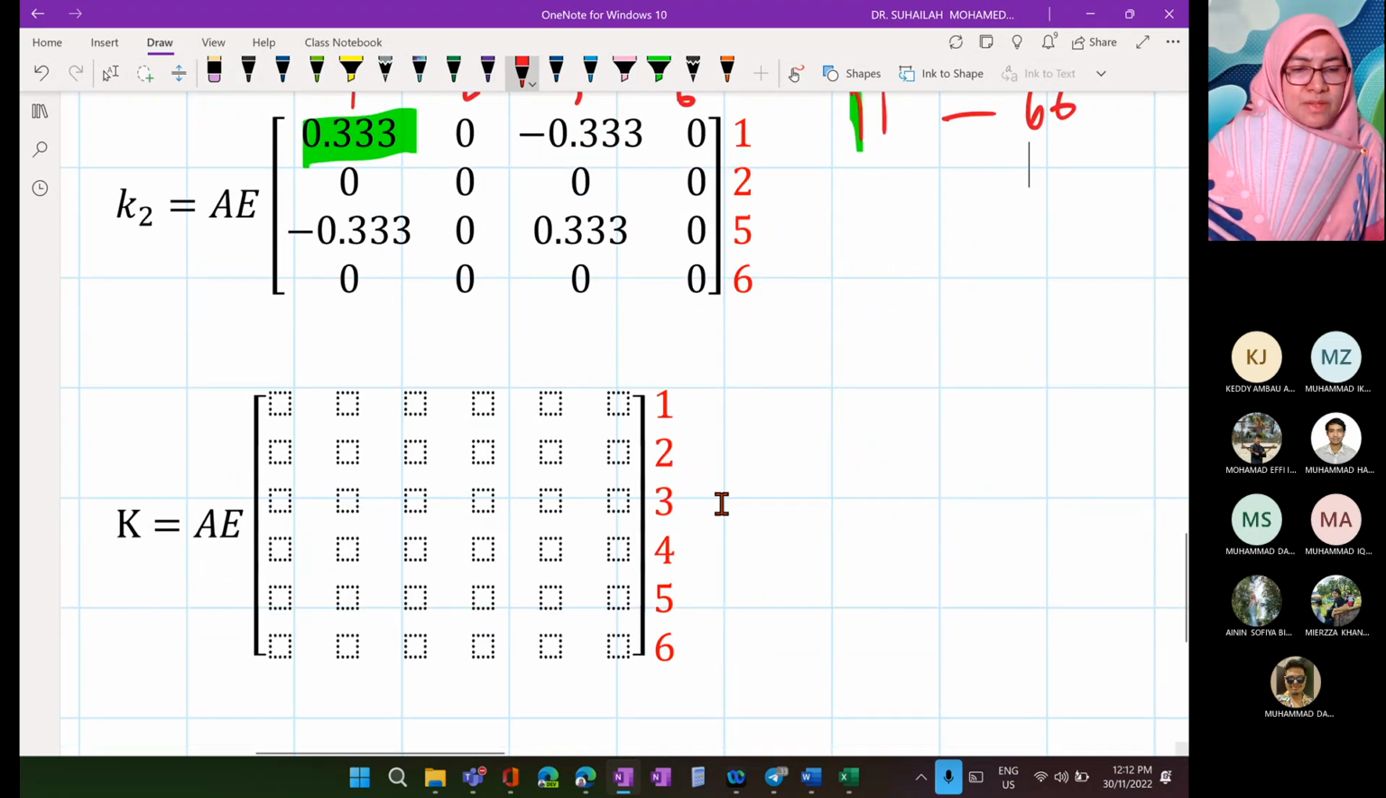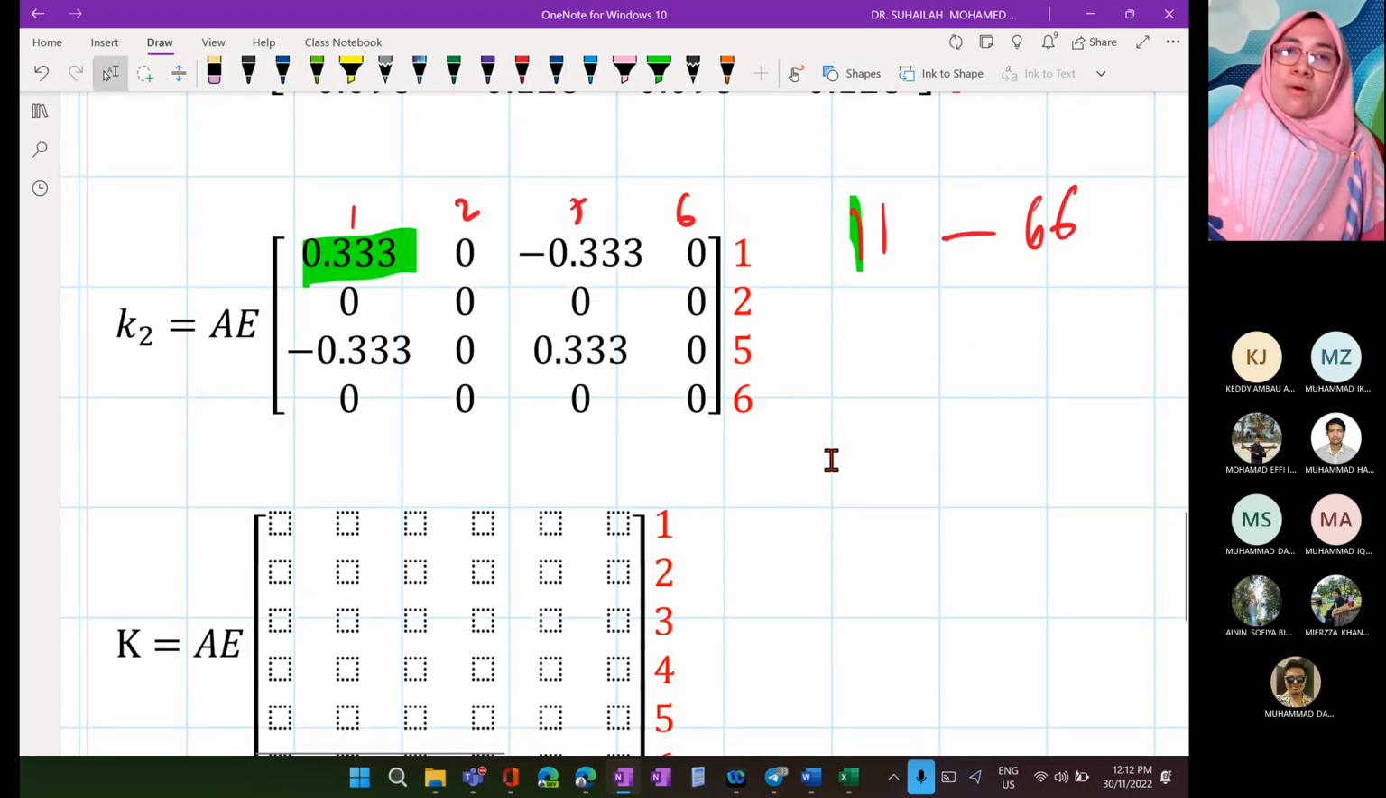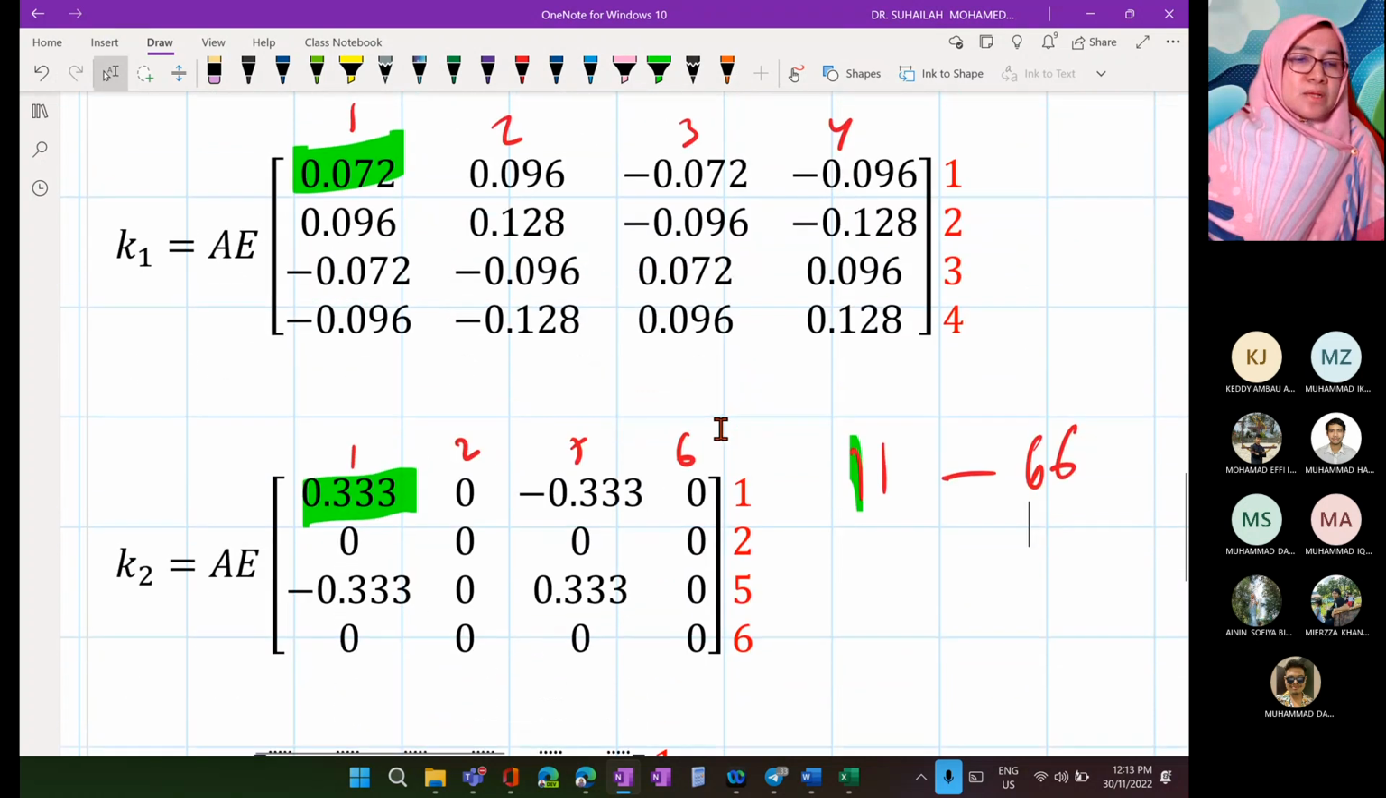In this matrix, we find from K1 and K2. You have to do it one by one. 1, 1, 1, 2, 1, 3, 1, 4, 1, 5, 1, 6, 2, 1, 2, 2, 2, 3, 2, 4, 2, 5, until 2, 6, until 6, 6. Please find the value and put into the structure stiffness matrix. Okay, so what is the value at position 1, 1? It is 0.002 plus 0.333. What is the value?